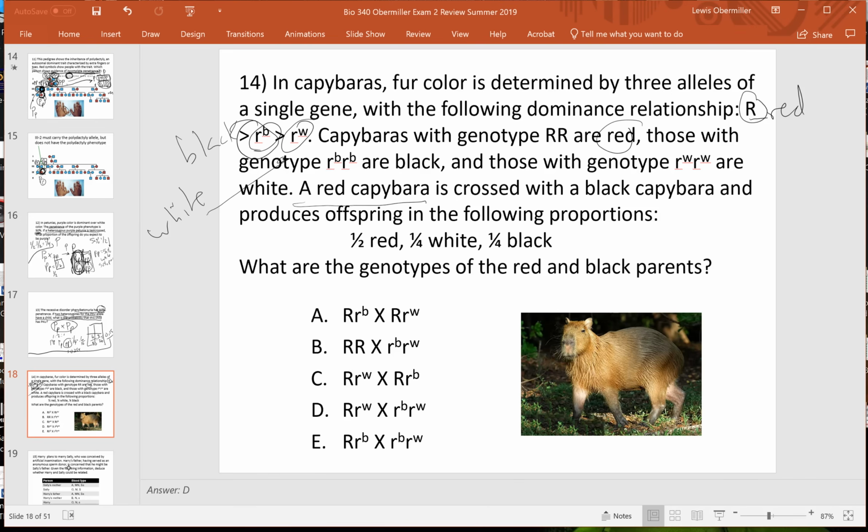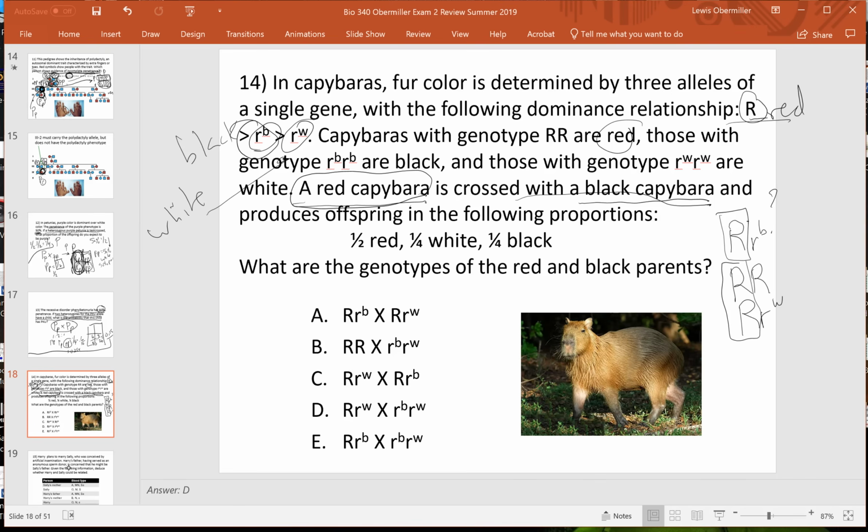So a red capybara is crossed with a black capybara. We know that the red ones can be big R, little r, B. That would still be red because this is superpowering over that. It could also be big R, or it could be big R, little w. Any of these outcomes would still make this thing red. So we don't know about this parent. It's a question mark. Cross with the black one.